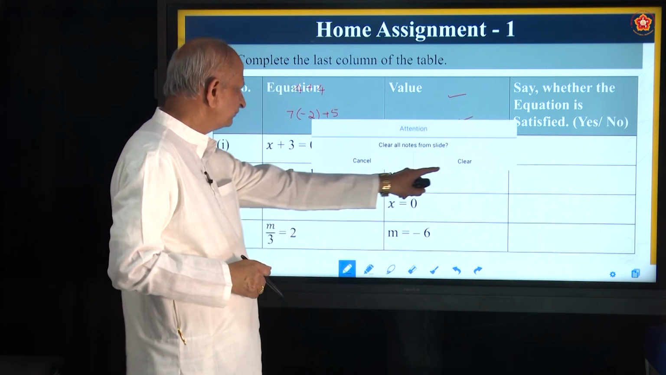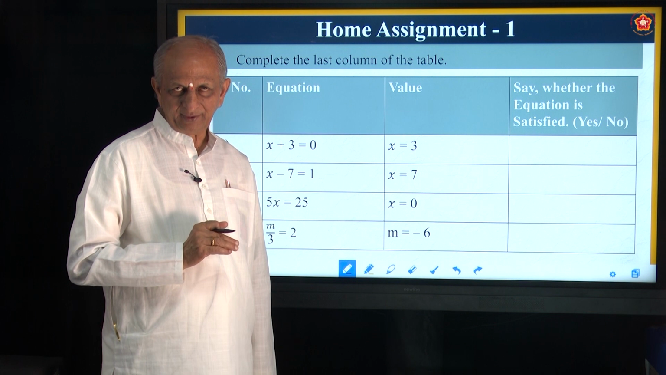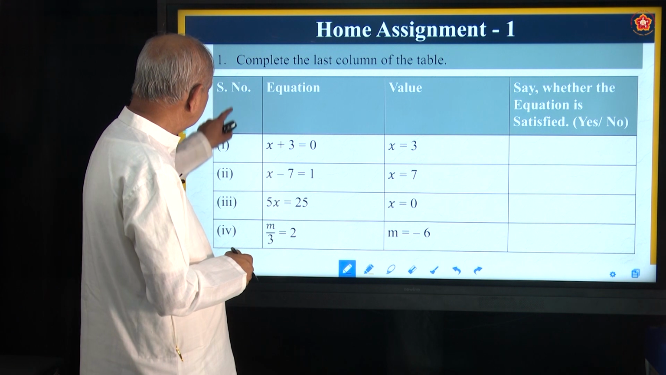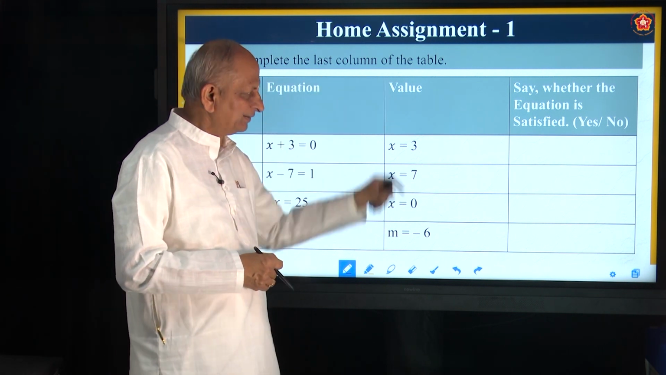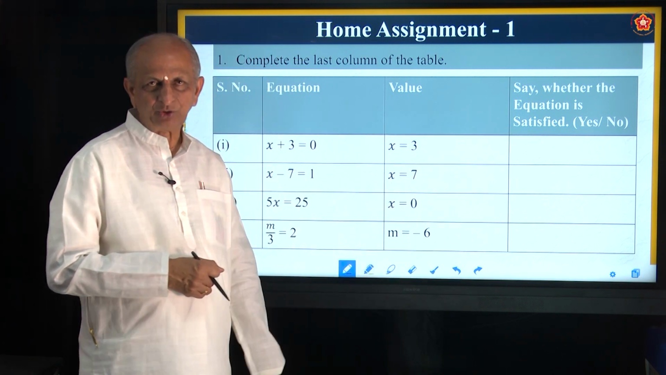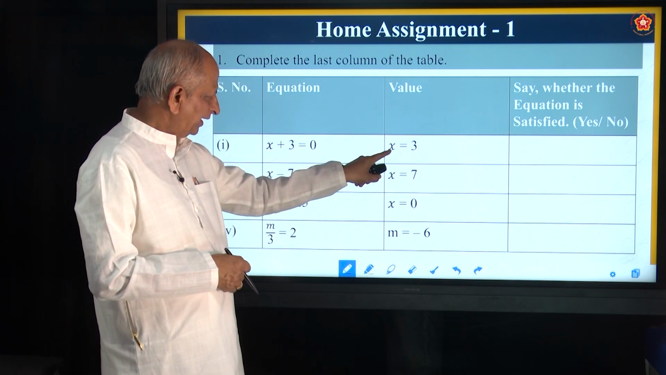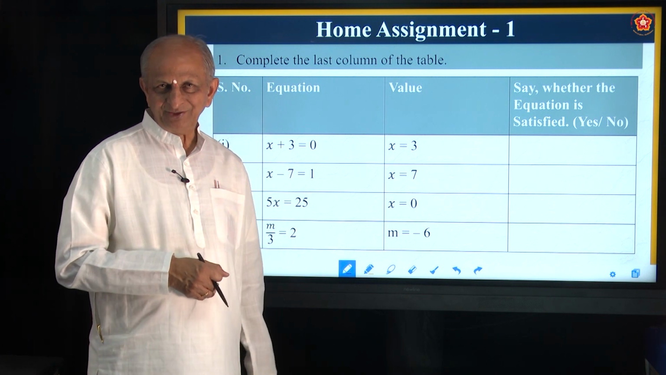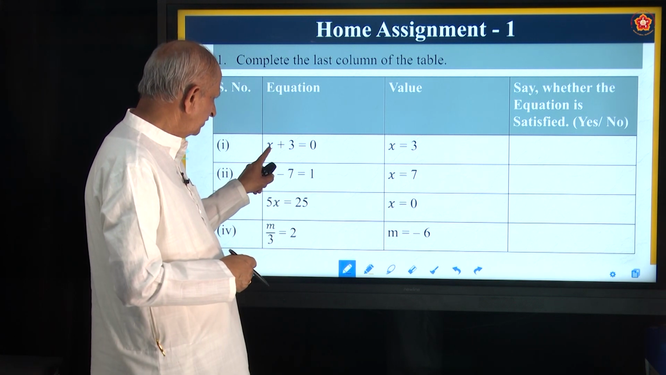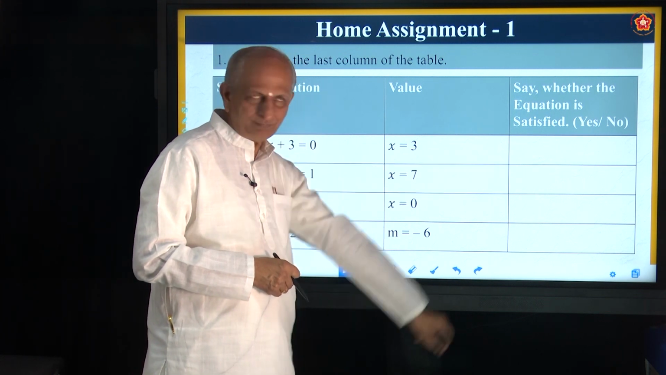Now, home assignments. This is a question you have to answer in home assignment. For the next class, you must come prepared. So, the first question is to complete the last column of the table. Means you must tell whether it is yes or no, or true or false. Equation x plus 3 is equal to 0, x is equal to 3. Is it true or false? I will tell it is false, because 3 plus 3 becomes 6, not 0. So, you must write it as no.